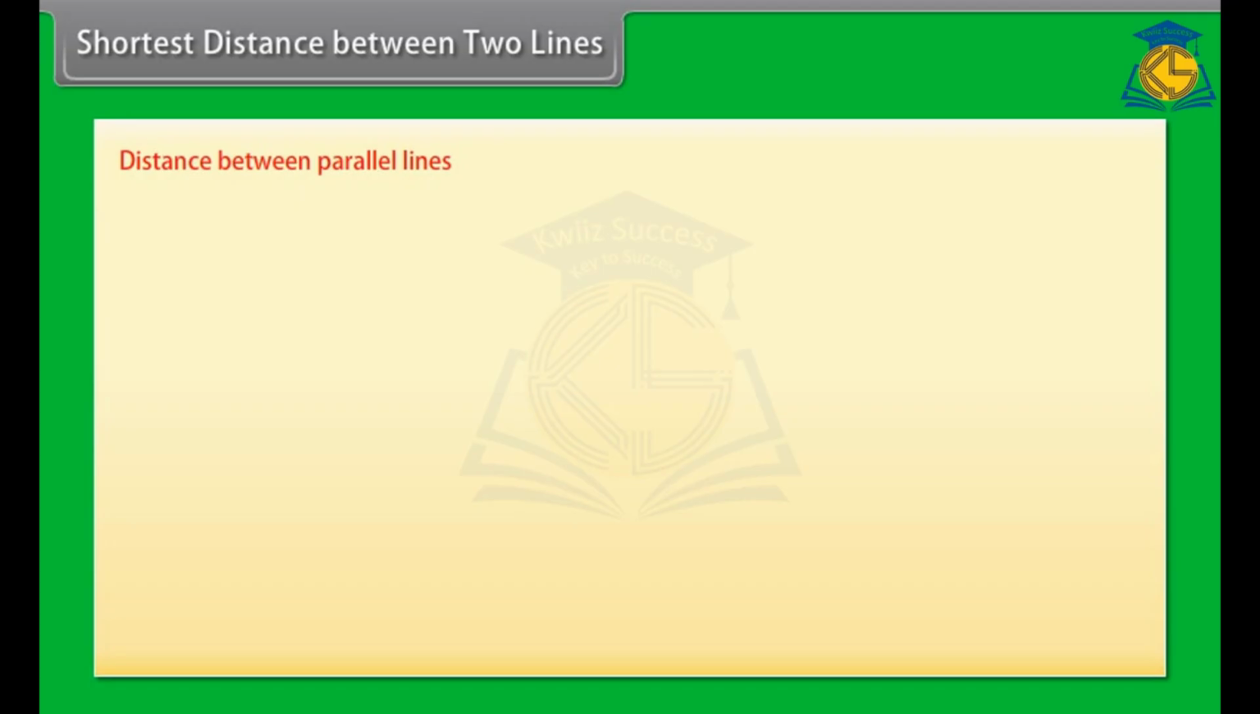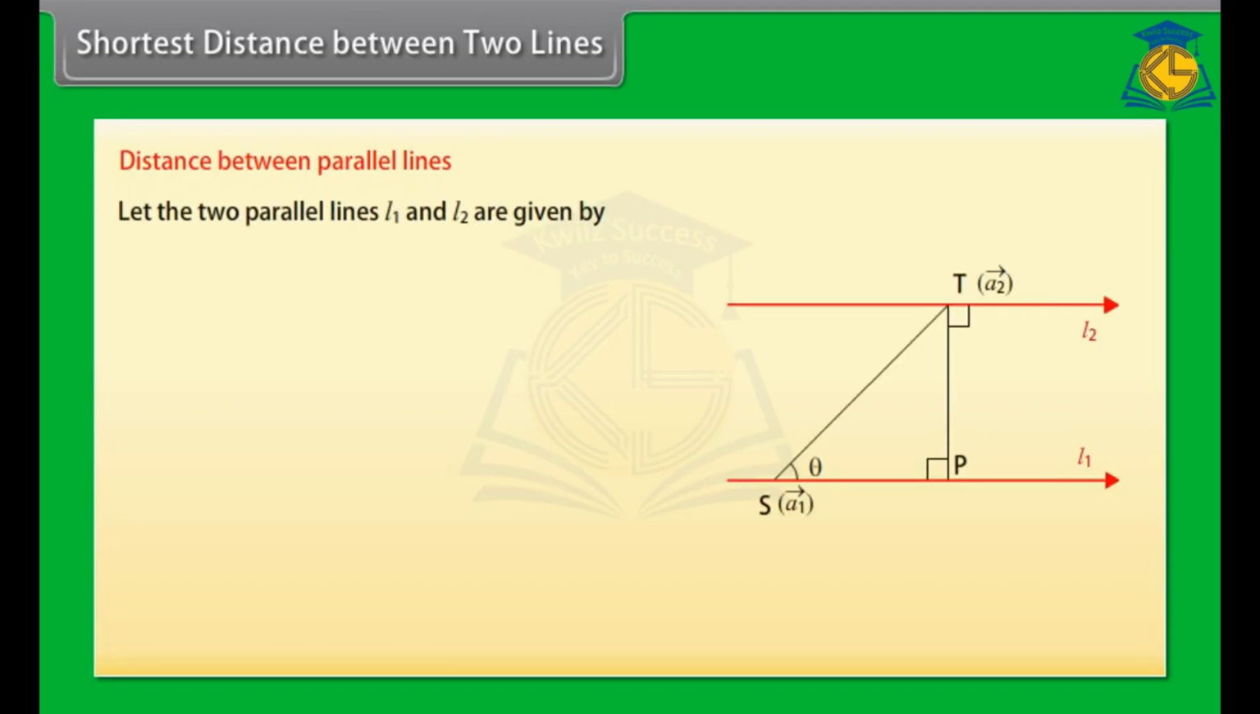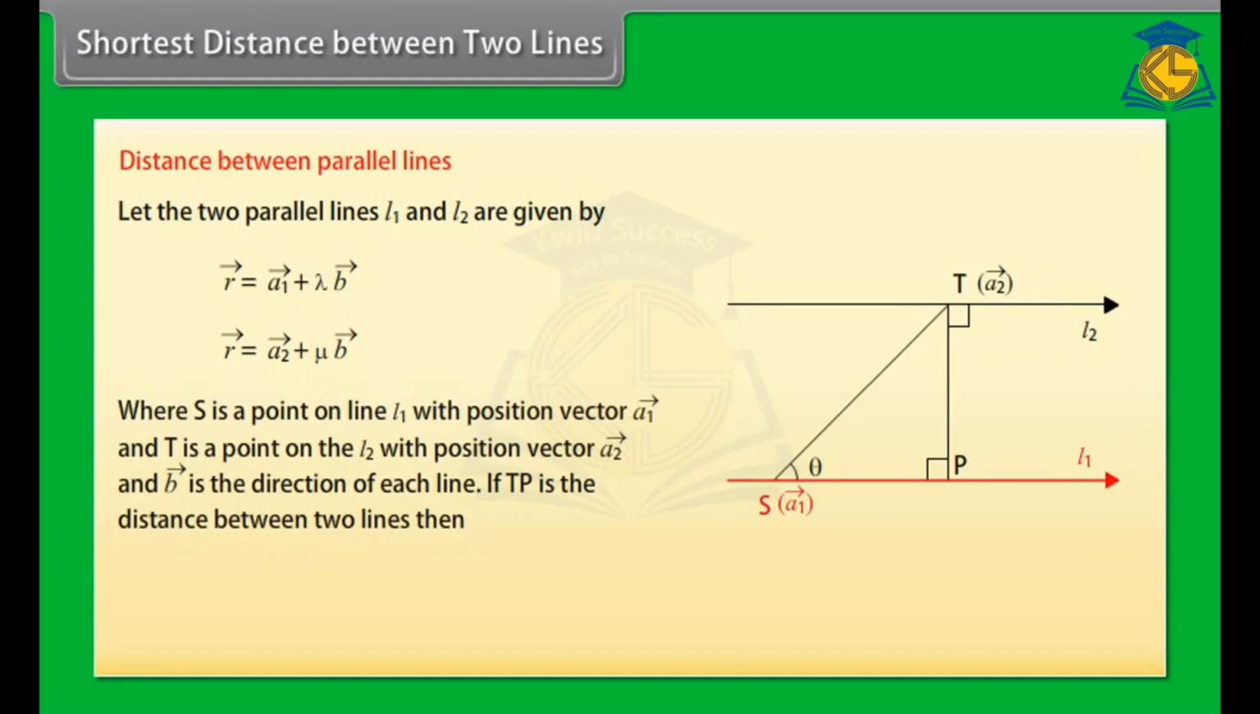Distance between parallel lines. Let the two parallel lines L1 and L2 be given by vector r equals vector a1 plus lambda vector b, vector r equals vector a2 plus mu vector b, where S is a point on line L1 with position vector a1 and T is a point on L2 with position vector a2, and vector b is the direction of each line. If TP is the distance between the two lines, then TP equals modulus of cross product of vector b and difference of vector a2 and vector a1, divided by modulus of vector b.